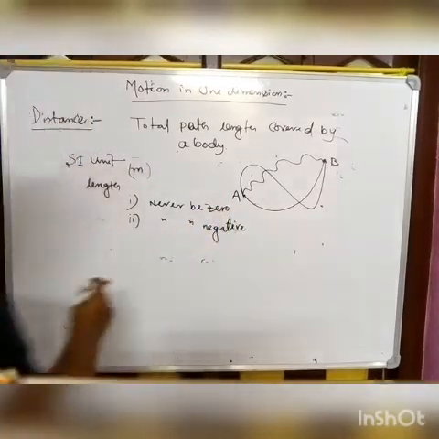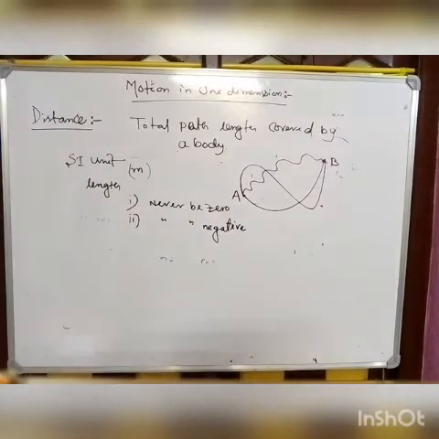Distance is a quantity which can never be negative. You cannot take distance as negative, because here you want to find the total path length. Total path length means you have to add something. There is no chance to subtract anything.